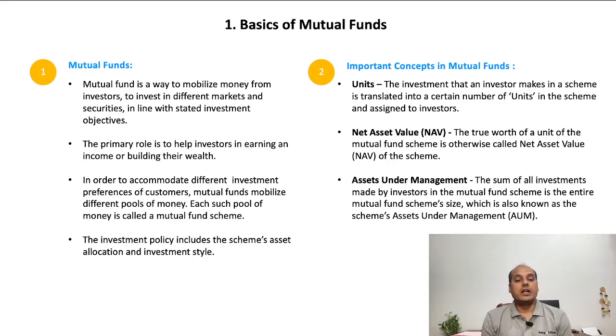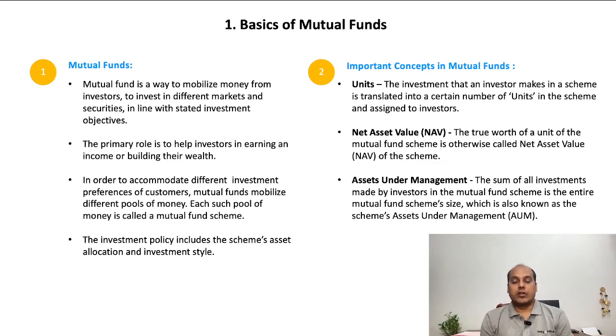The investment policy of a particular mutual fund scheme includes two main points. One is the asset allocation, that means how much money will be invested into different asset classes. For example, how much money will be in equity, bonds, gold, commodities, or real estate, etc. And the other is the investment style. It could be a passive investment style, an active investment style, a growth investment style, or a value investment style. So the investment policy includes these two main important points.